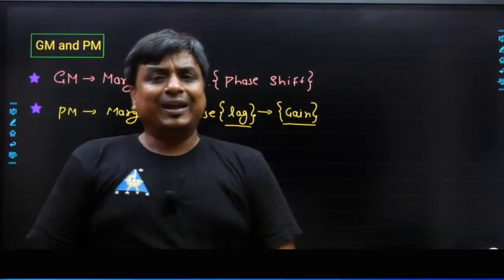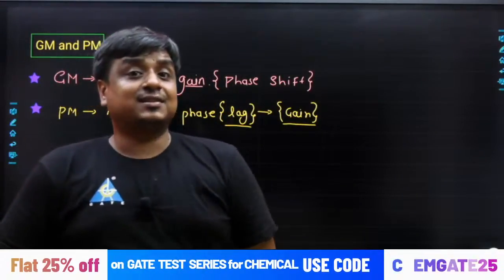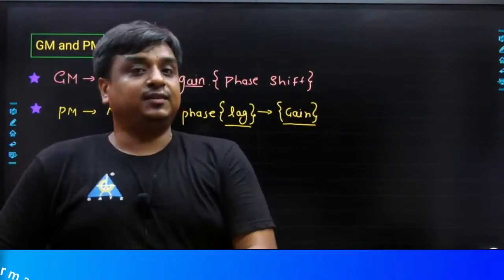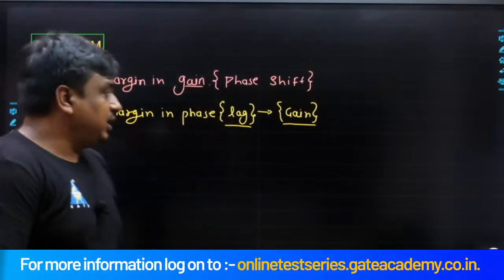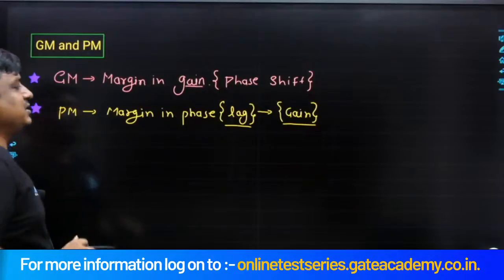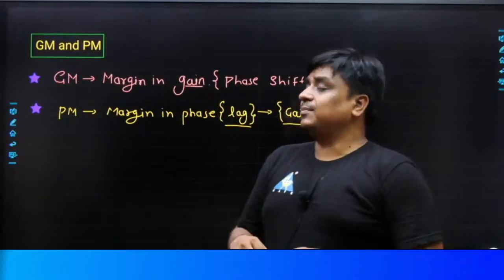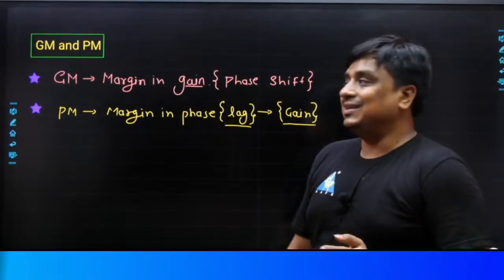Obviously, sir, I would categorize that system as a higher stable system because I have a good amount of cushion over the margin in phase. So what I am saying is, at the end of the day, the gain margin and phase margin are the two important criteria on the basis of which I can judge whether the system is a higher stable system or a lesser stable system.